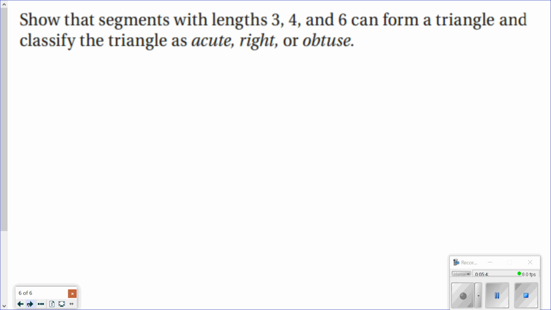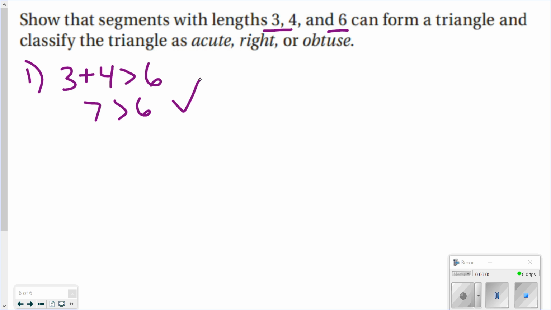So let's try this one more time. Show that the segments with lengths of 3, 4, and 6 can form a triangle. Then classify what type of triangle we have. Is it acute, right, or obtuse? My first step is to look at my lengths and determine, can I create a triangle? So 3 plus 4, is that greater than 6? Well, it is, because 7 is greater than 6. I have a triangle. So now I need to see how they compare to each other.